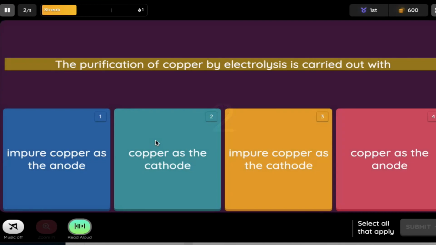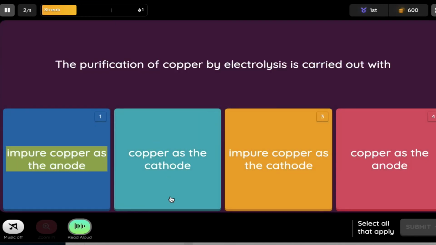Question. The purification of copper by electrolysis is carried out with Option 1. Impure copper as the anode. Option 2. Copper as the cathode. Option 3. Impure copper as the cathode. Option 4. Copper as the anode.